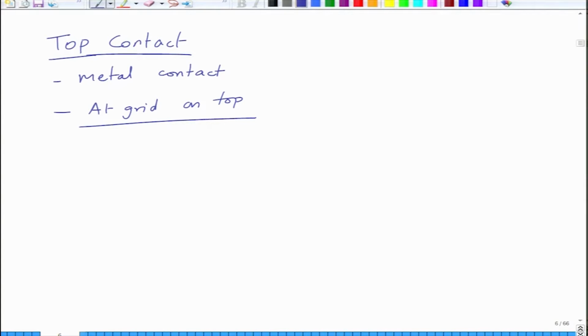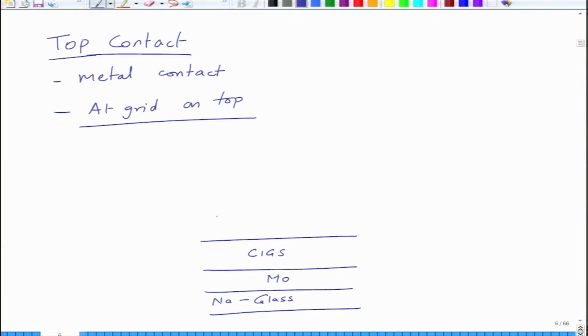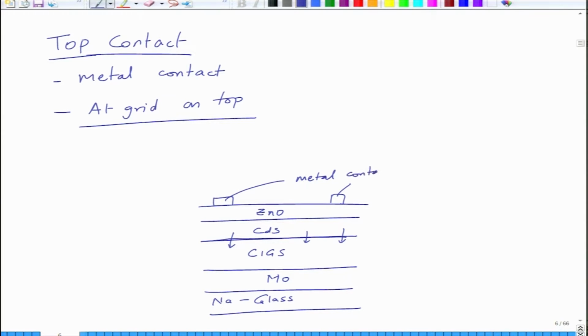So, if I just draw the structure of this device again, if you recall, the structure was like this. So, you had soda lime glass. So, this was glass, sodium containing glass, then we have moly, which is the back contact, then we have CIGS, then we have CdS. So, in this case CdS is deposited after CIGS is deposited. So, that is why when you deposit CdS on CIGS, the diffusion or compound formation takes place at the interface, and CdS diffusion into CIGS may occur, and then we have ZnO, and then on top we have these metal contacts, which is, let us say, aluminum, or it could also be nickel.